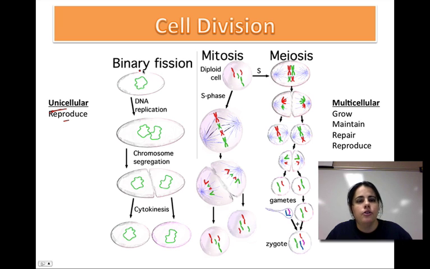And they do it usually through a process called binary fission, where they just split into two. However, this would be called asexual reproduction as well. However, we do cell division in one of two ways, through mitosis or meiosis.